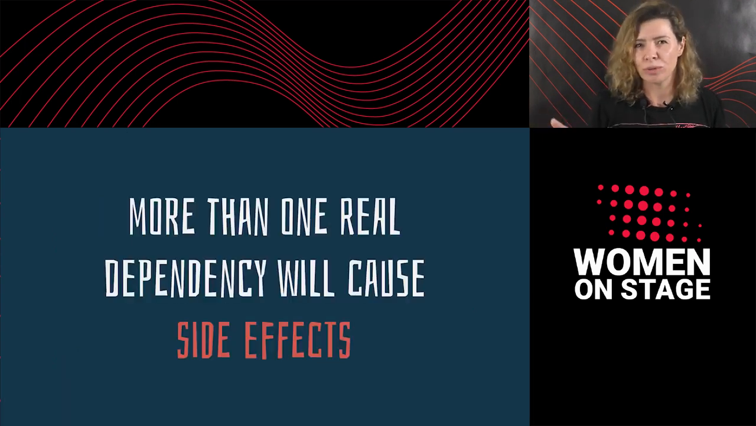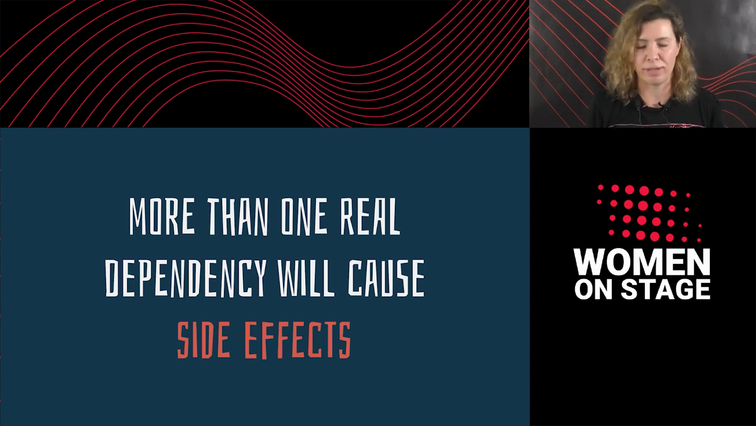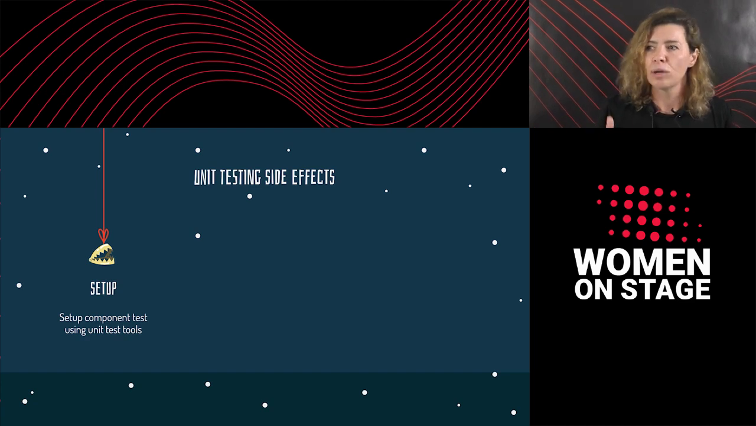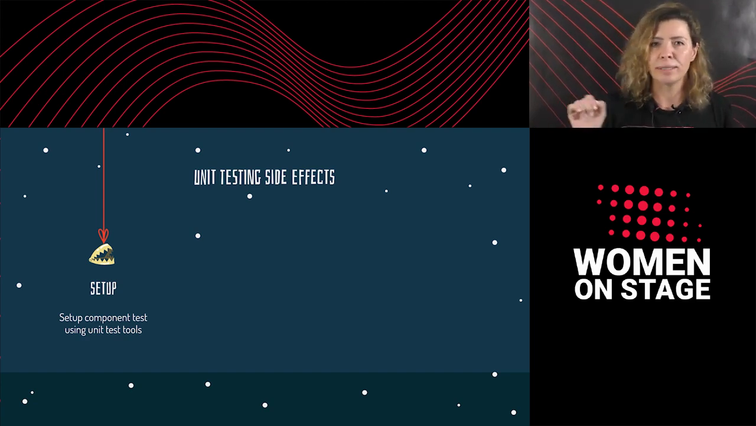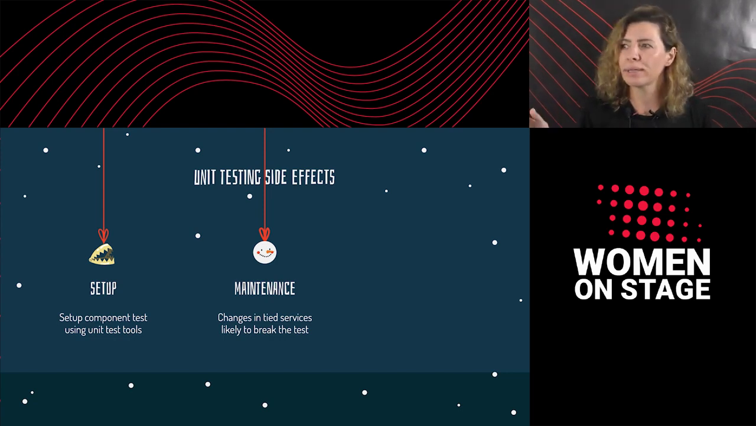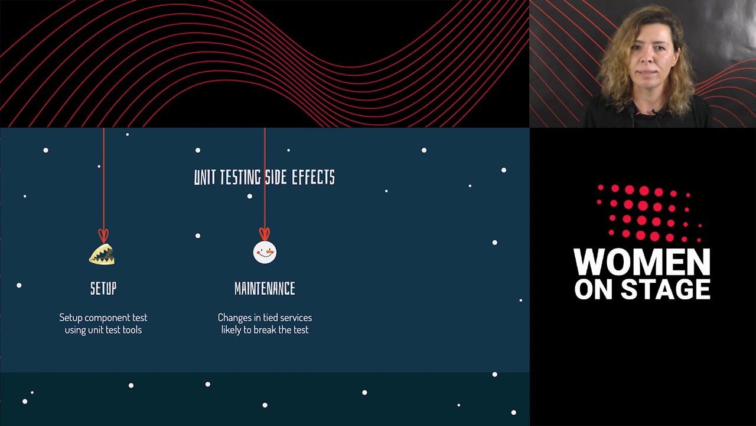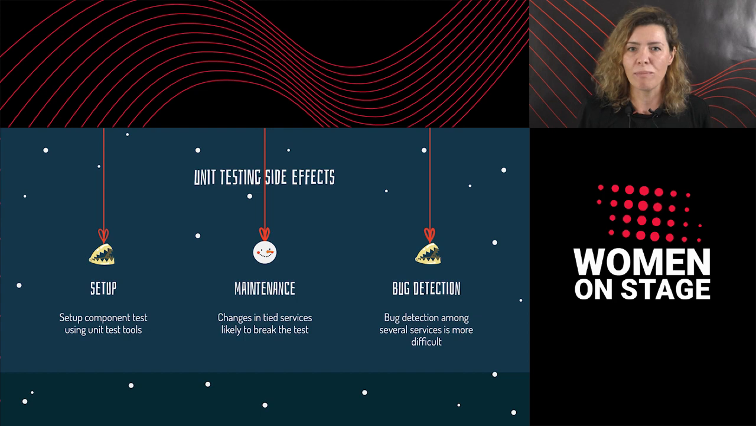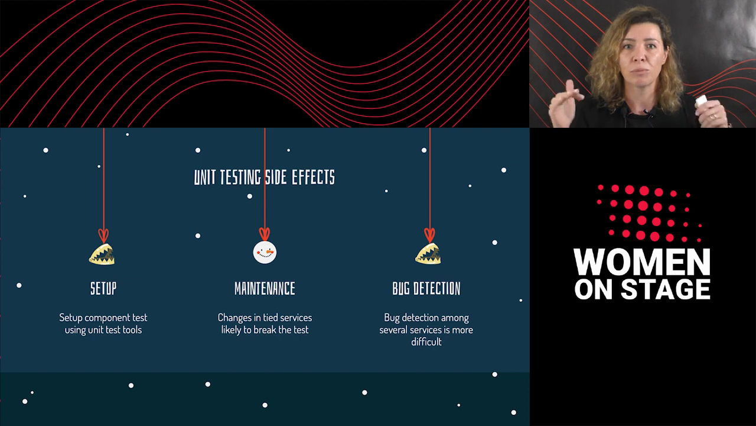Whichever way you choose, from my experience, if unit tests depend on more than one real dependency, you will face some side effects. The setup will become more complicated. Quickly you can find yourself writing component tests using unit test tools. Changes in poem service will likely break the kid activity unit test, so the maintenance will become more complicated. In addition, bug detection will become more difficult. The higher the borders, the more places to hide.